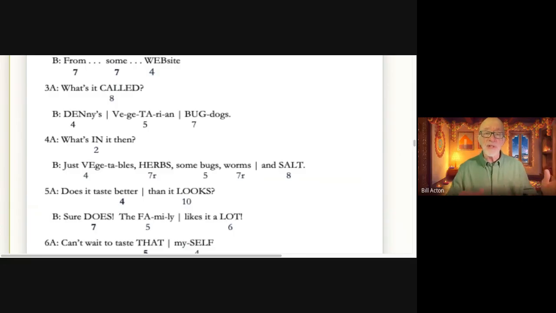Just vegetables, herbs. Now this one, there's a footnote on here. Is that bug? That's not a 5. It's not a bags. It should be 7. It should be 7, 7R, 7, 7R, 8. There's a bit of a typo there. Let's do that line again. So just vegetables, herbs, bugs, worms, and salt. Do it again. Just vegetables, herbs, bugs, worms, and salt.